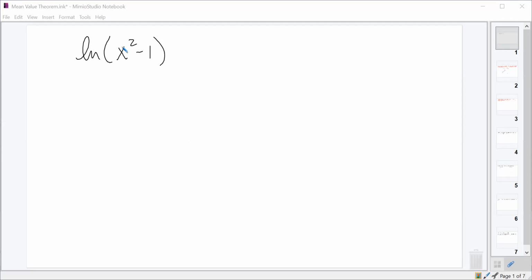We know that when you take the natural log of something, that thing that you take the natural log of has to be a positive number, right? You can't take the natural log of a negative, and you can't take the natural log of 0. So if we're looking at the domain of our original function, that ought to tell us that x squared minus 1 has to be positive, right? If it's not positive, we can't take the natural log of it.